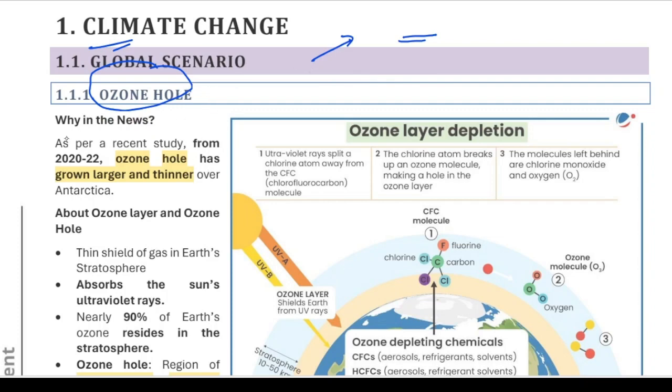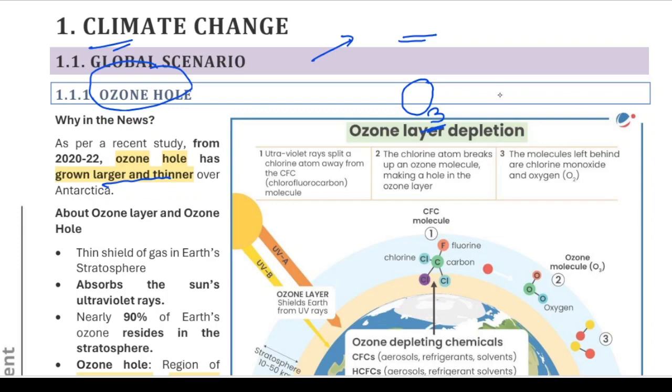Why is this ozone hole in the news? According to a recent study, the ozone layer has grown larger and thinner. Before understanding this topic, we should know what the ozone hole is, and even before that, what ozone is. Ozone is a molecule which is made up of 3 atoms of oxygen.